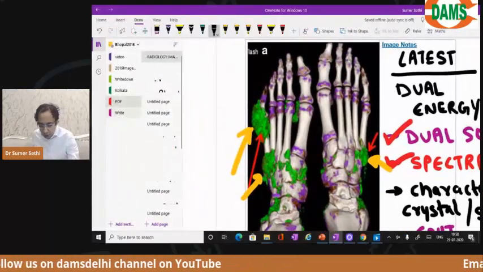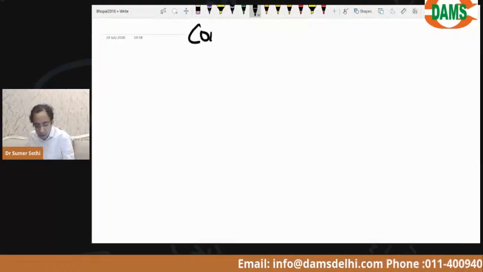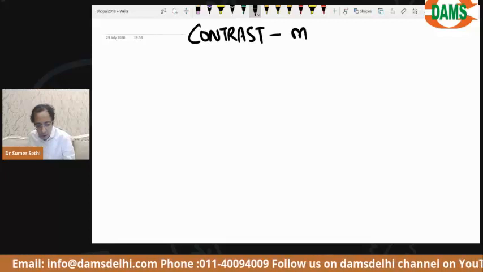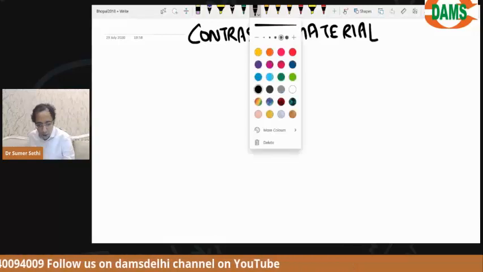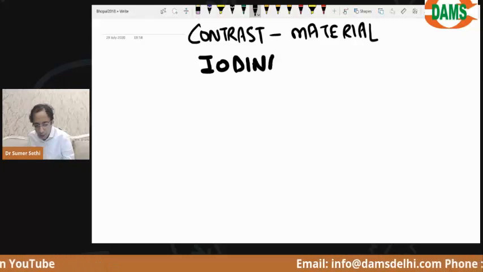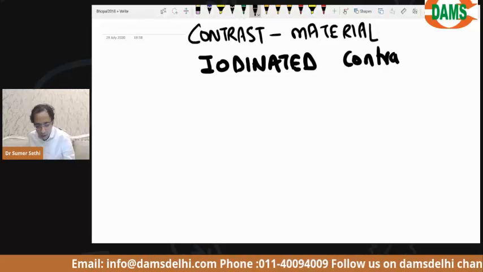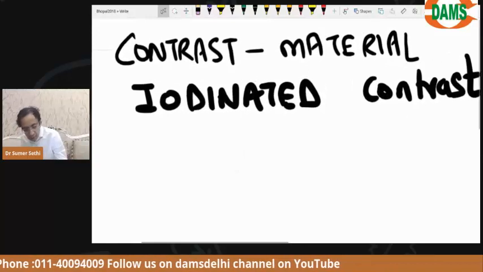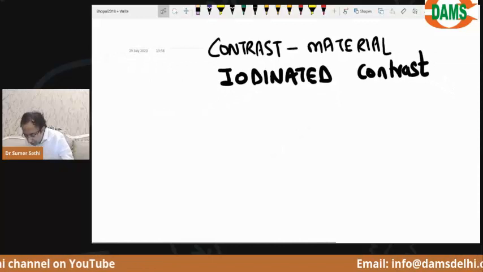Now we have looked at a lot of things in CT scan. The only thing that I have to tell you here is, some of you were asking, sir, when you say contrast enhanced CT, what is the contrast material that you use in CT? The contrast material that we use in CT is called iodinated contrast. Everybody, can you write it down with me? The contrast material that we use in CT is iodinated contrast.